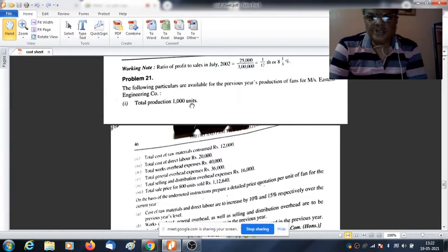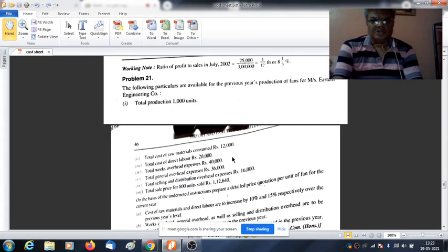Basically, production, how much is given? Try to understand the problem. Whenever any problem comes, don't panic. Try to analyze the problem step by step. First, you need to jot down that production is 1000 units. Then comes raw material consumed. Now see here, there is no opening stock or closing stock of raw material or purchase of raw material. The direct figure is raw material consumed.